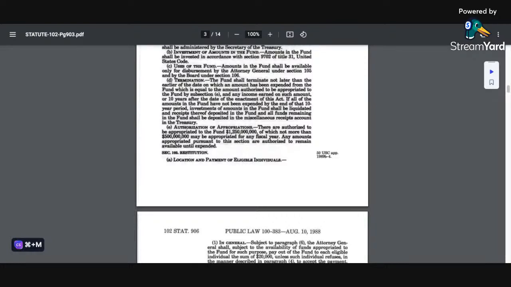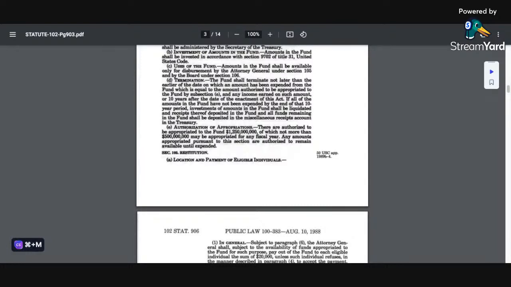Basically saying if no one claims their money within 10 years, it'll be returned back to the Treasury Department. E. Authorization of appropriation. So this is what I'm talking about. They already authorized funds in their bill.